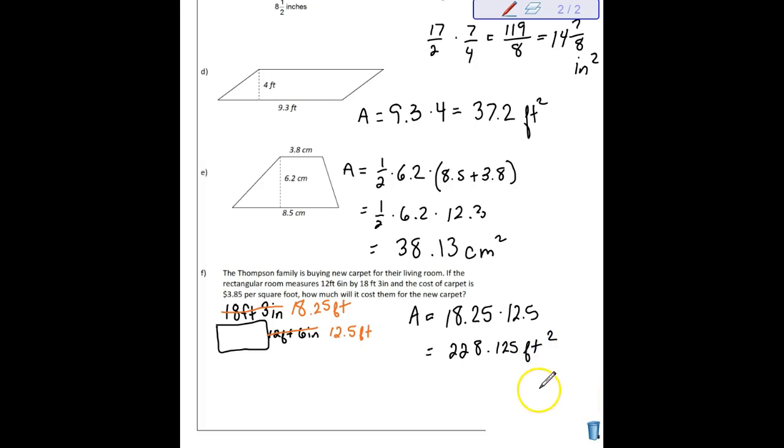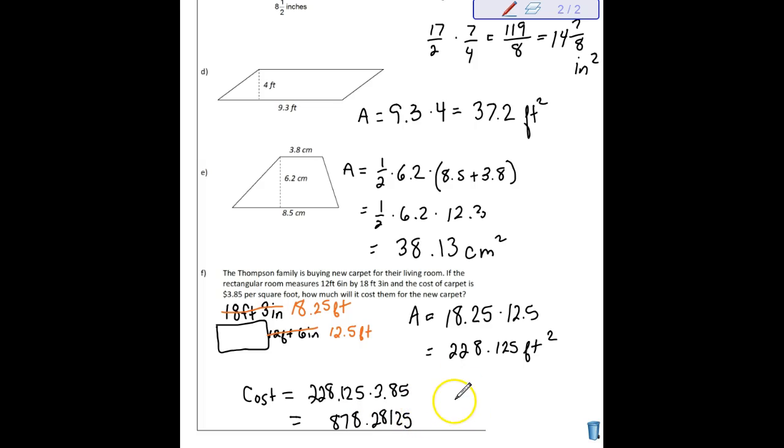I don't want you to round just yet because this is an exact decimal, 0.125. You could of course put 1/8, but I'm okay with 0.125 for now. Now to figure out the cost, I have to take my square footage, which is 228.125, and multiply by the price per square foot, which is $3.85. And that's going to give me a total cost of $878.28125. That might go on farther, but I don't think so.